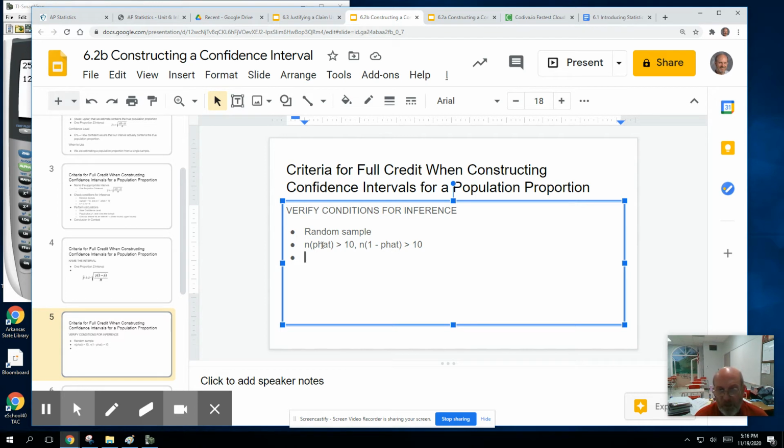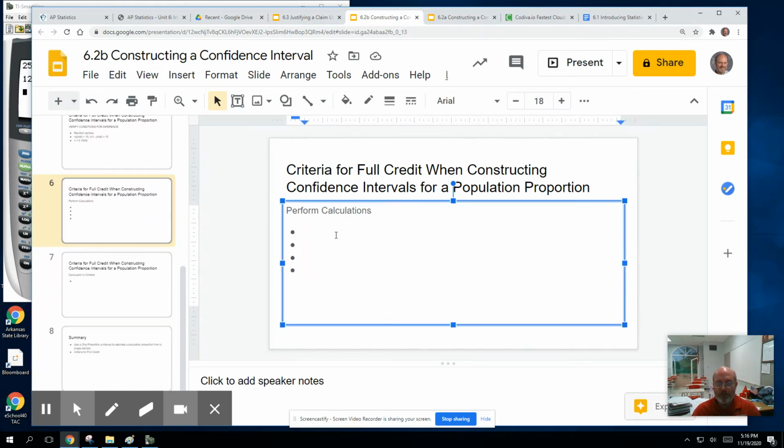And the last condition is for independence, that n is less than 10% of the population size. The sample size is less than 10% of the population size. Those are the conditions for inference we have to verify if we want full credit.